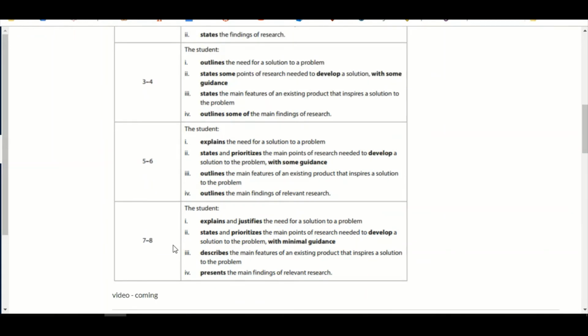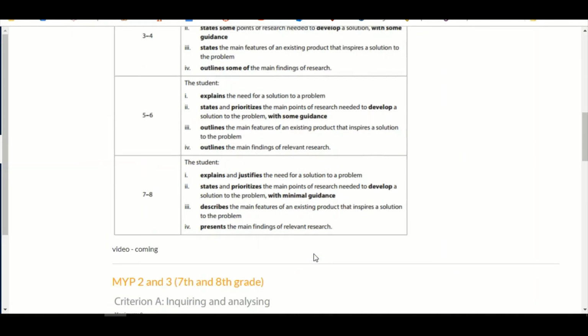The whole rubric works in the same way. So Roman numeral 1 is always about the need for a solution to a problem. The command terms, which are generally in bold and are verbs telling you what you need to do, tell you the level of detail needed to reach each achievement level. Roman numeral 2 is about your research plan and stating the research that you need. Roman numeral 3 is about features of an existing product, or product reviews is what we call them in the document. And Roman numeral 4 is about your overall presentation of your research and your findings.